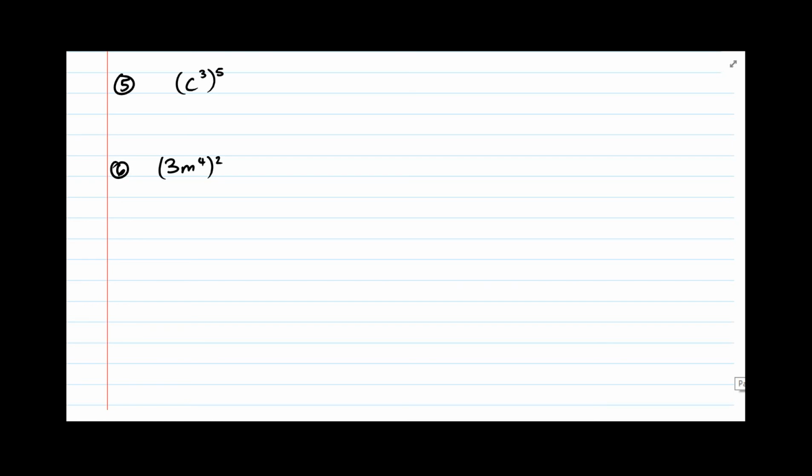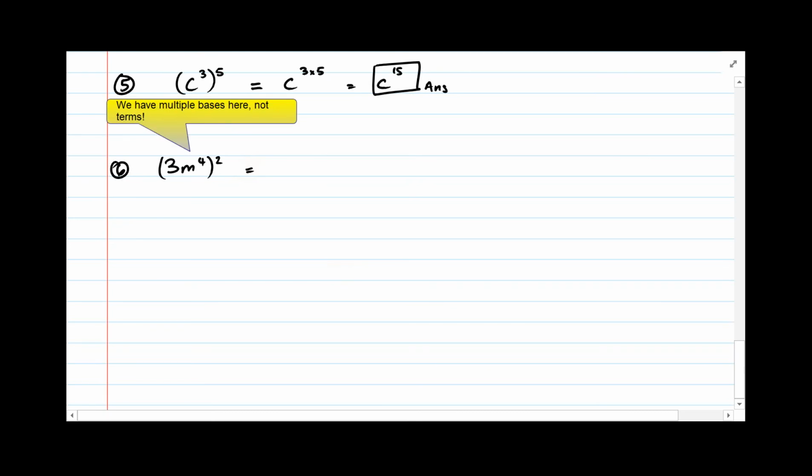Okay, let's start out. So we have a single term inside the bracket, so it has to be raised to the 5th power. So we end up getting 3 times 5, hence c to the 15th. So that would be my final answer.